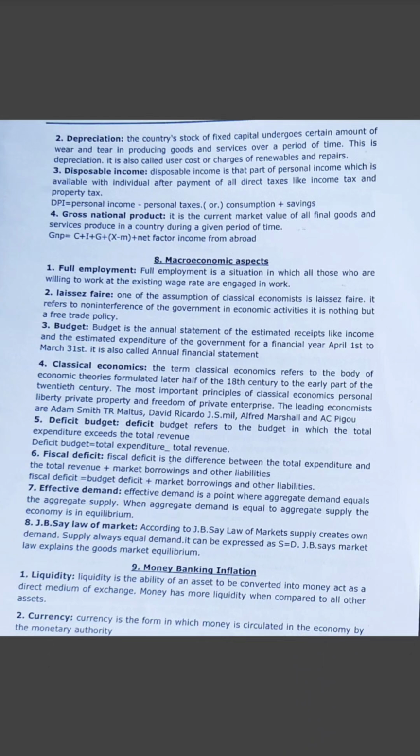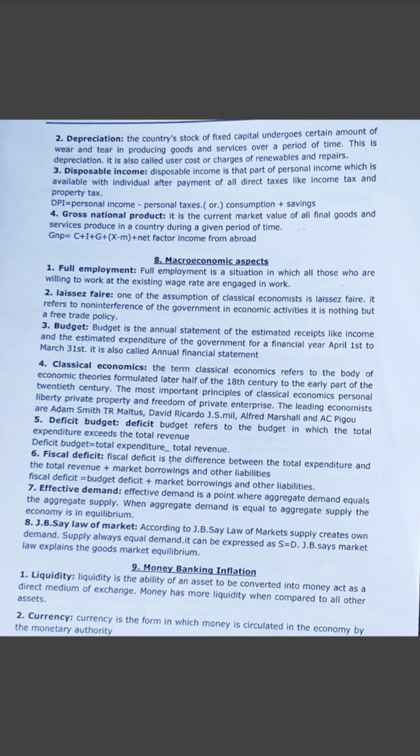Effective demand. Effective demand is a point where the aggregate demand equals the aggregate supply. When aggregate demand is equal to aggregate supply, the country or economy is in equilibrium. JB Say's law of markets. According to the law of markets, supply creates its own demand. Supply is always equal to its demand. It can be expressed as S is equal to D. The law of markets explains the goods market equilibrium.